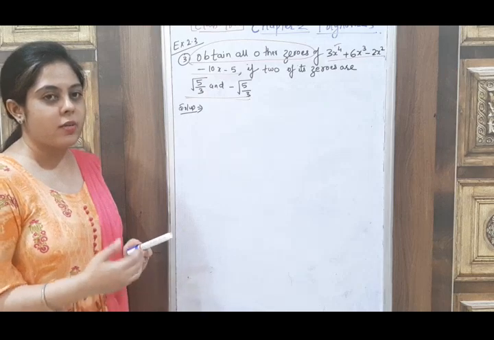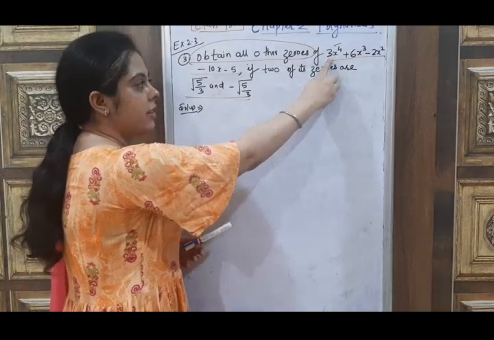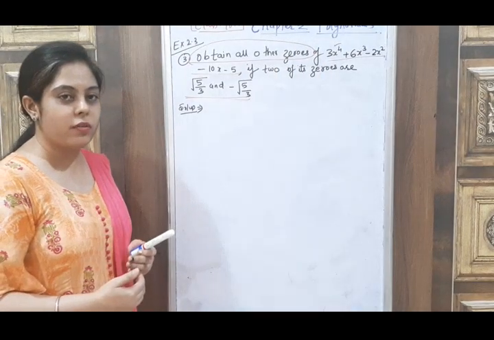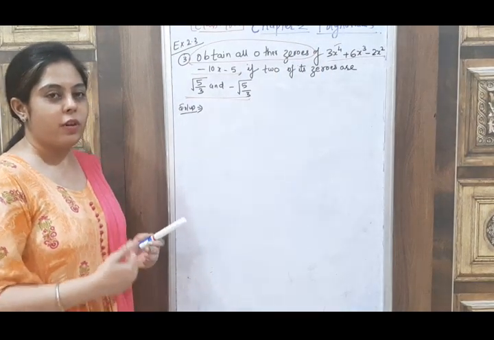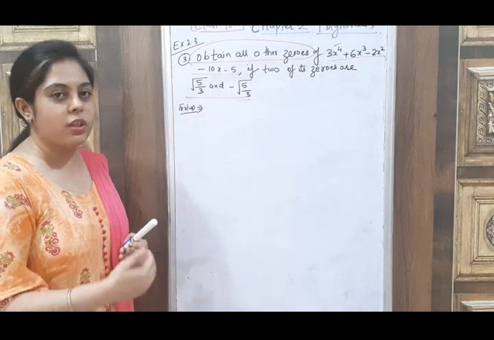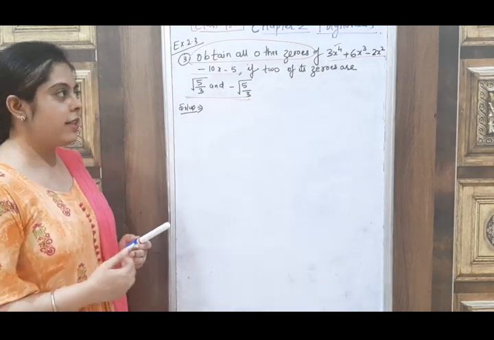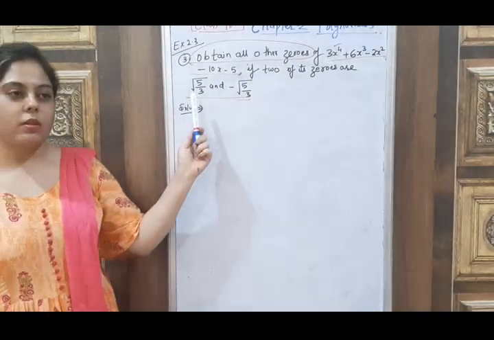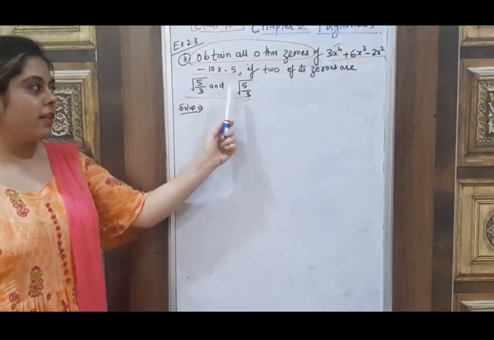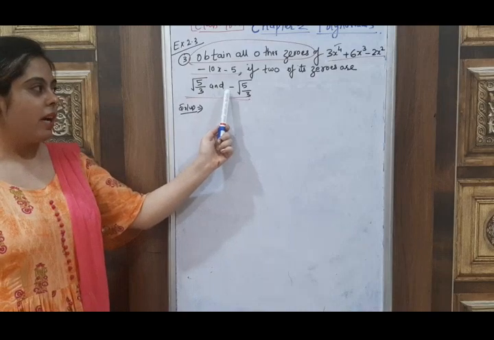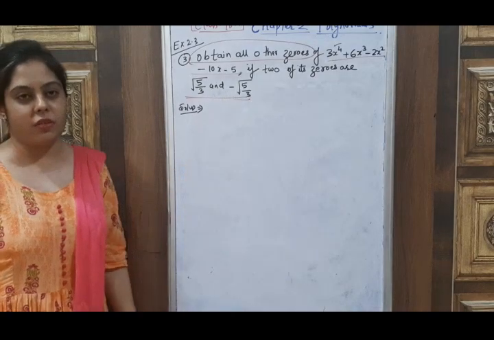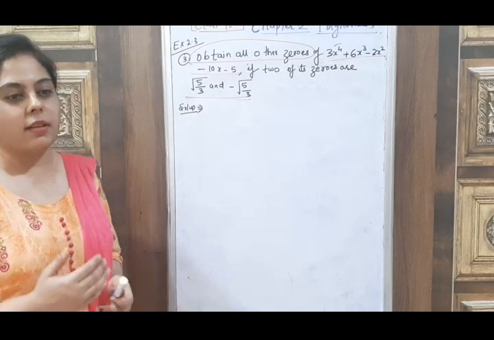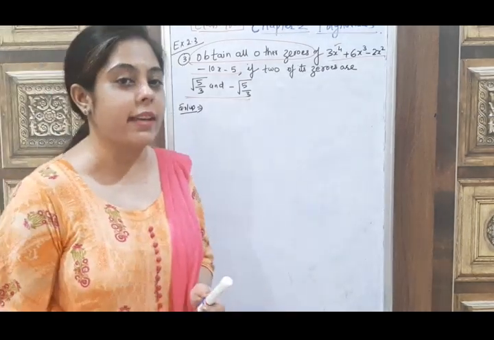How can you find out? Just after finding the degree. Here the degree of the polynomial is 4. It means the 4 zeros will be here for this polynomial, from which 2 are given and 2 zeros we have to find. So let's see here. So here x is equal to square root of 5 upon 3 and minus square root of 5 upon 3. These are the zeros and zeros are the solutions. Solutions means the values of x.